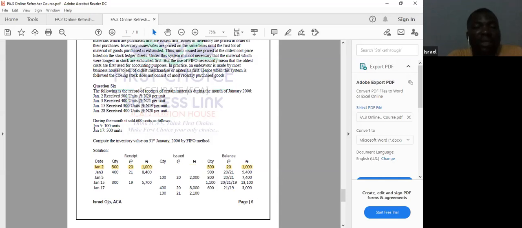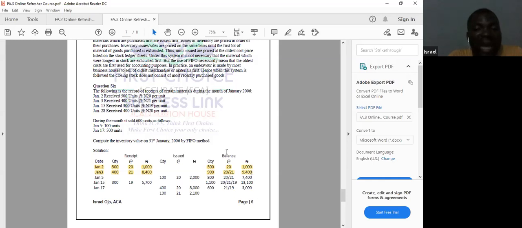Then after that, it says January 3rd receive 400 units at 21 per unit. Can you see? The price varies. The initial one is 20, while the other one is 21. So we say January 3, 400 at 21. Multiply the two together, it gives us 8,400. Now, how do we arrive at the balance? 400 plus 500 gives us 900. Then 10,000 plus 8,400 gives us 18,400.